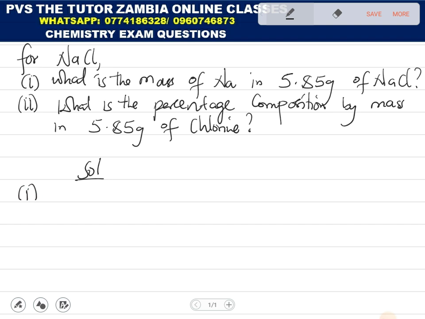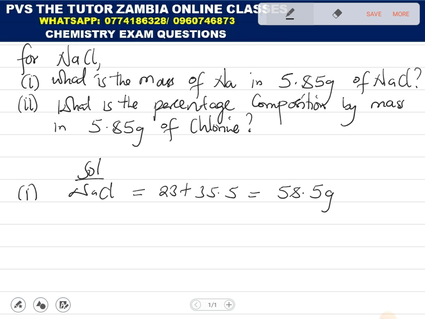Alright, so first of all, we need to calculate the weight. For part 1, we need to find the weight of sodium chloride. Now, when I say the weight, I mean the relative molecular mass or weight. For sodium chloride, we have sodium, which is 23, plus chlorine, which is 35.5. And this will give us 58.5. So that is the mass for sodium chloride.